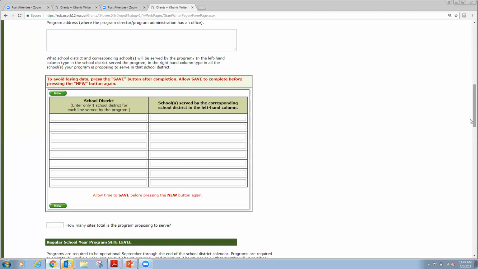Heidi suggests that if you have 3 sites in Kennewick School District, you're going to put Kennewick School District in 3 times, and then you're going to put the name of the schools that are going to be served in those school districts. This isn't about sites, it's about schools and buildings served and districts served.